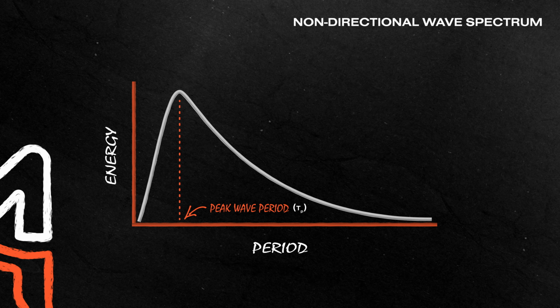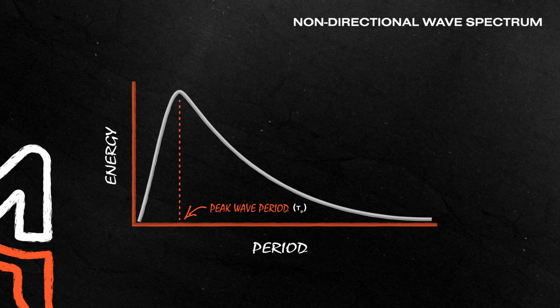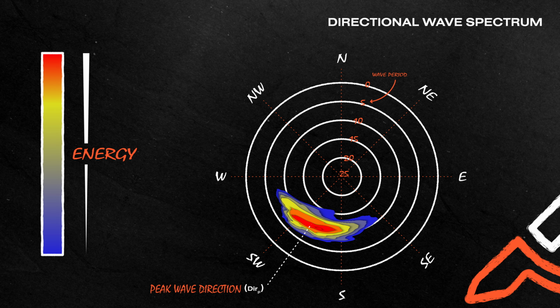Then there's peak wave period, which is the period where we see the maximum energy in the spectrum, essentially the dominant wave period in the sea state. And if you have directional information, you can also determine the peak wave direction, telling you which direction those dominant waves are coming from.